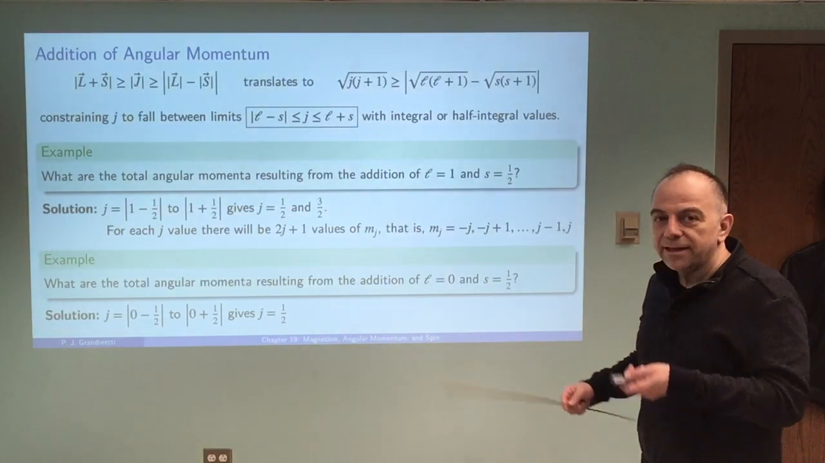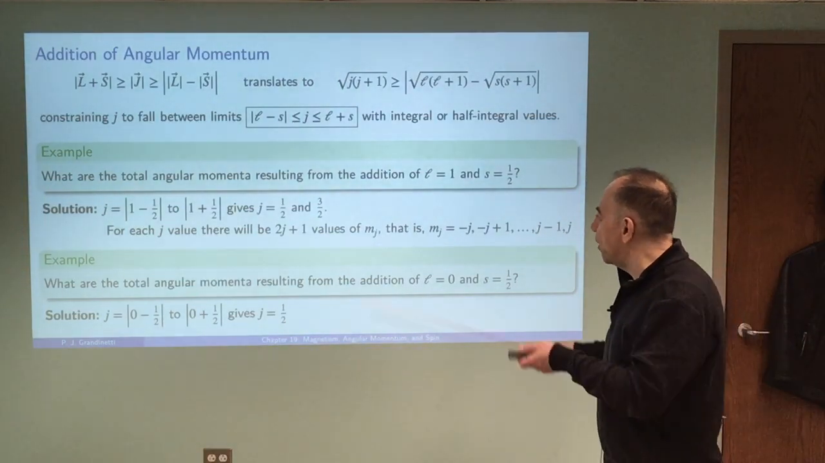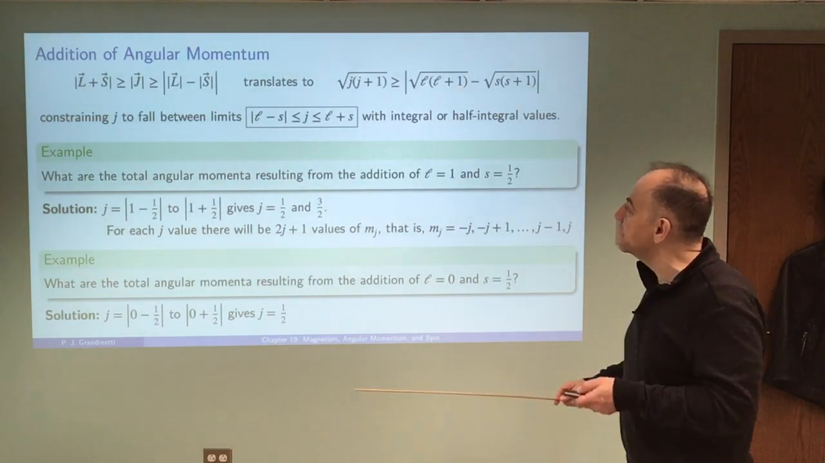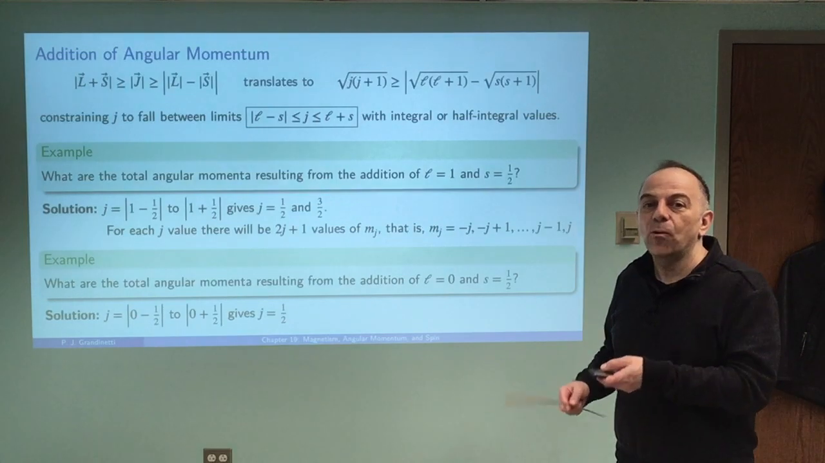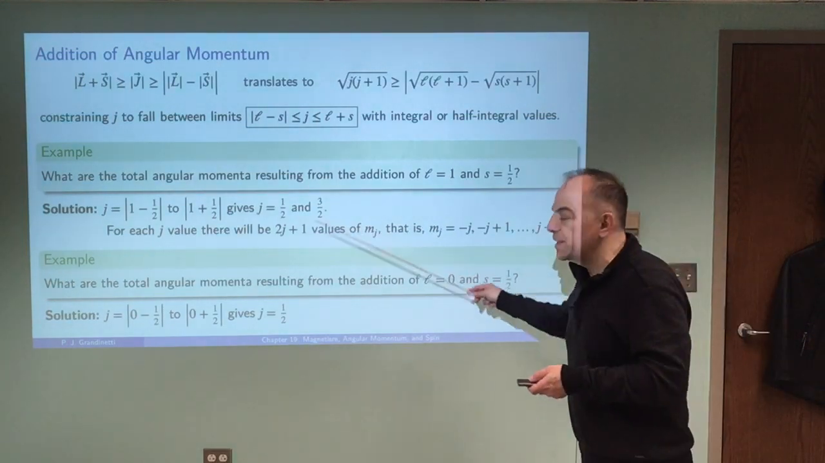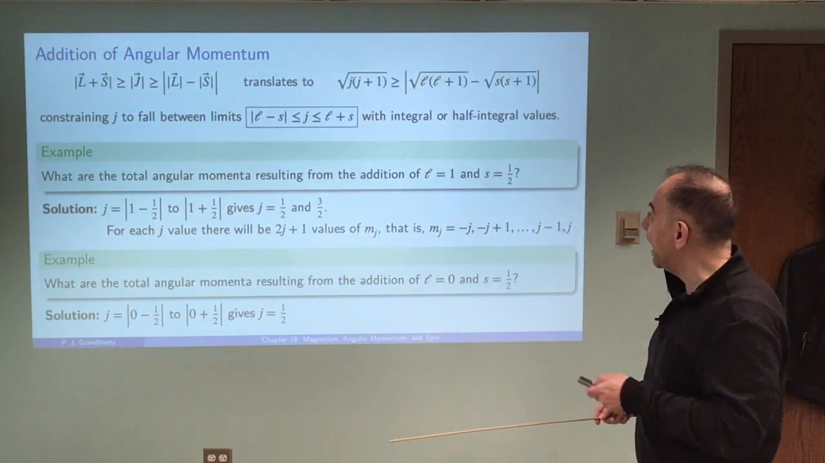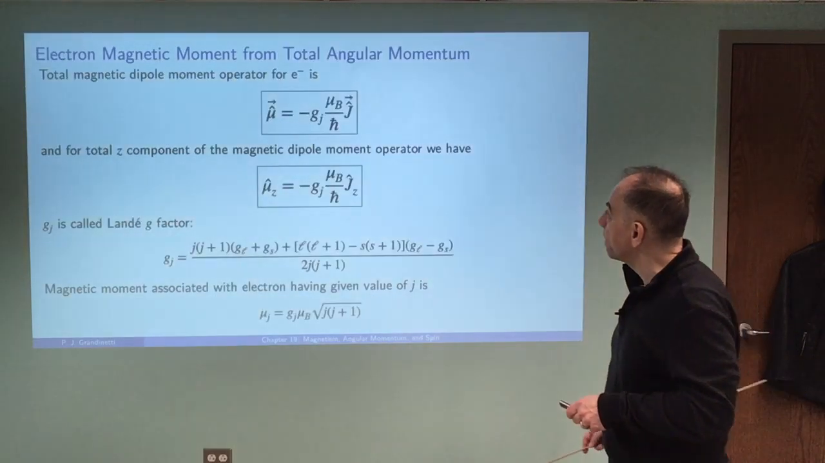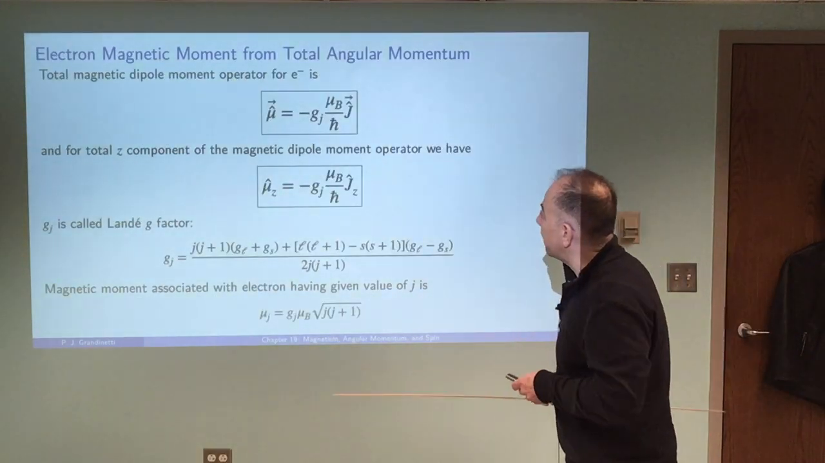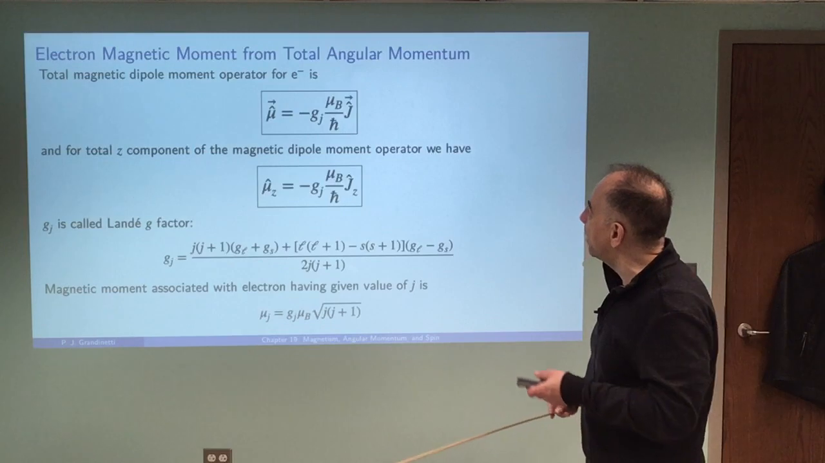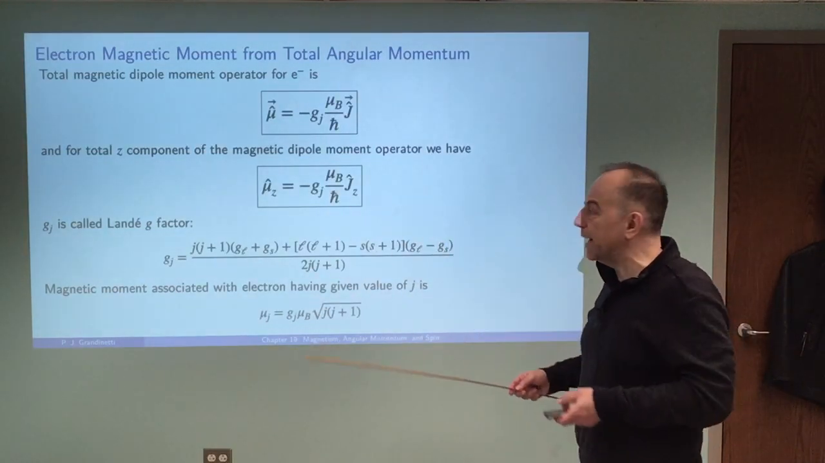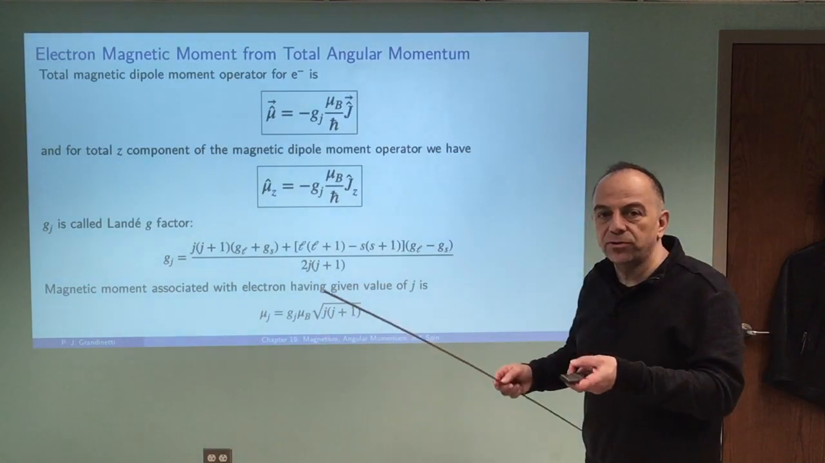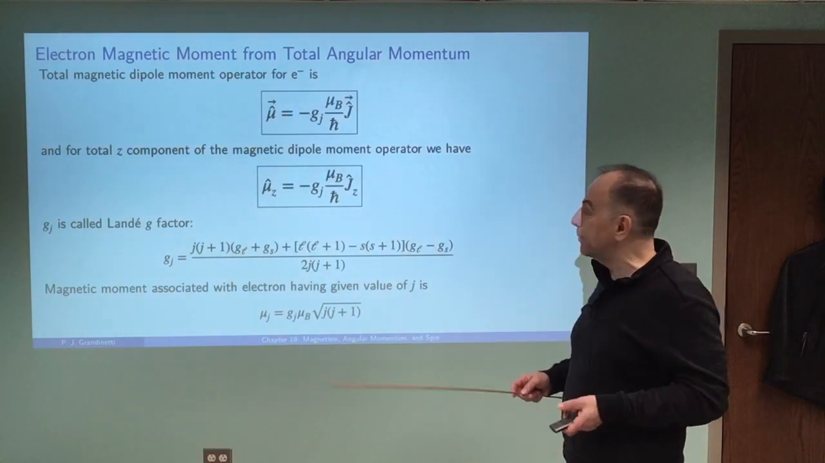Okay, so it's not that difficult to work out what the possibilities are here, but you see it's not what you would expect from classical mechanics. We have to allow for all of these possibilities when we add angular momentum in quantum mechanics. So that means when we talk about the magnetic dipole moment of the hydrogen atom with this spin and orbital angular momentum, we can still talk about it in terms of the total angular momentum.